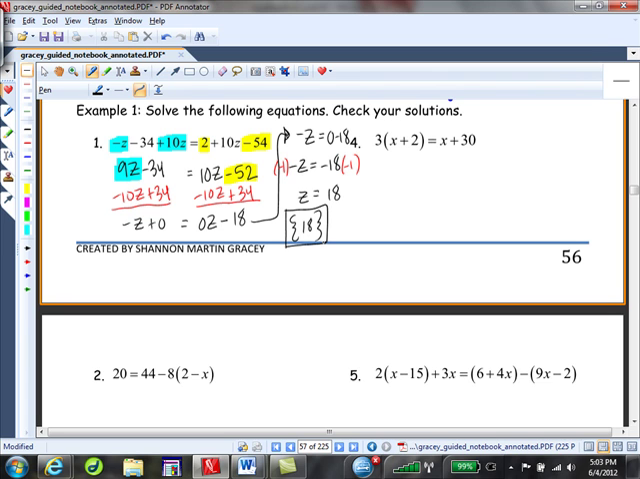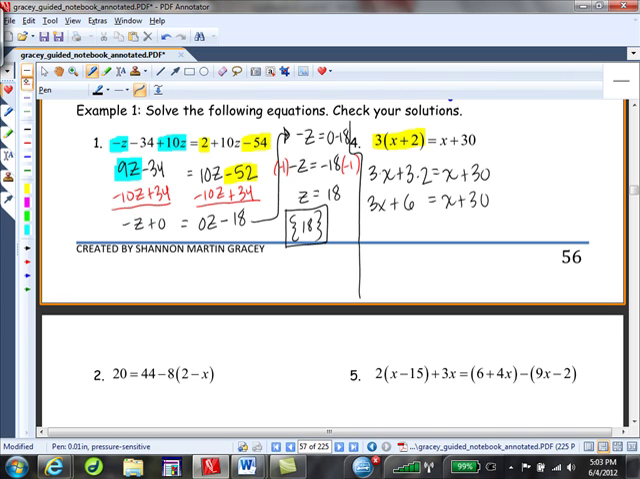Okay, so next up, why don't we go ahead and do this one here since it's on the same page, and then we'll go down to the next items. So what I'm seeing here is something that we need to use the distributive law on. So this gives us 3 times x plus 3 times 2 is equal to x plus 30. So then we have 3x plus 6 is equal to x plus 30.